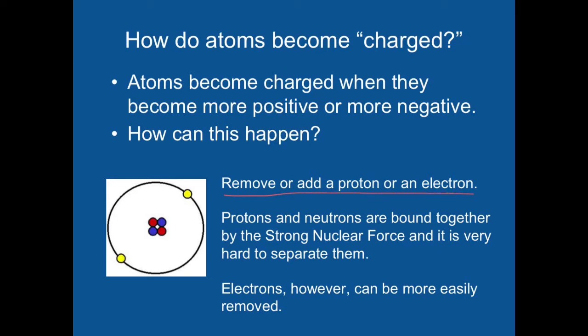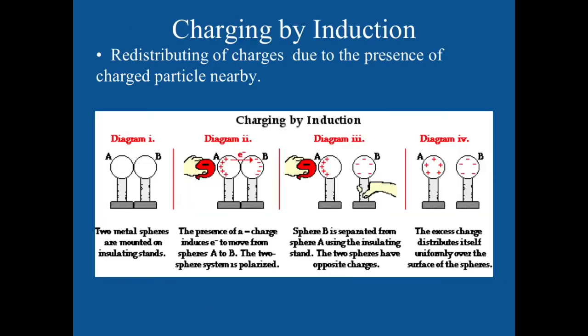Well, protons and neutrons are pretty stuck in the nucleus, that's because of something you've learned about called the strong nuclear force. Well, that means that the electrons, which are on the outside, are much easier to remove. So if we're gaining or losing electrons, that tends to be what's going to determine whether we have a positive or negative charge. There are a few ways to actually charge an object.